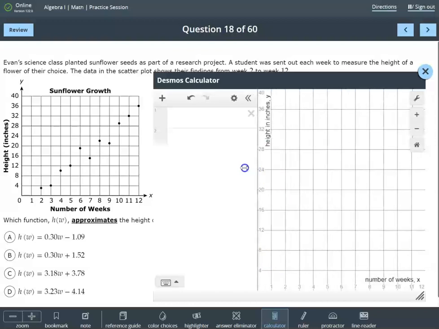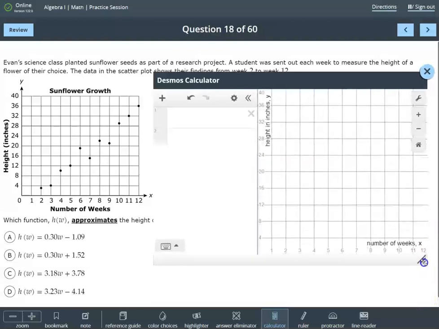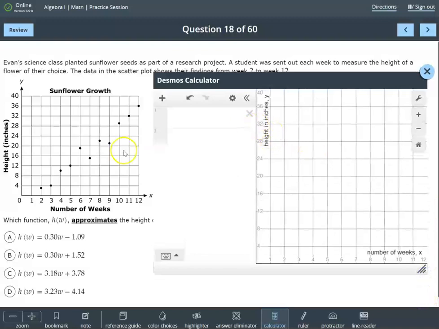And I'm going to move this over to get it as square as I can, maybe pull it up a little bit. So you see how the graph is square. So our goal is to make it as square as we can. And then we're going to start typing in our functions. So I'm going to start with answer choice A.